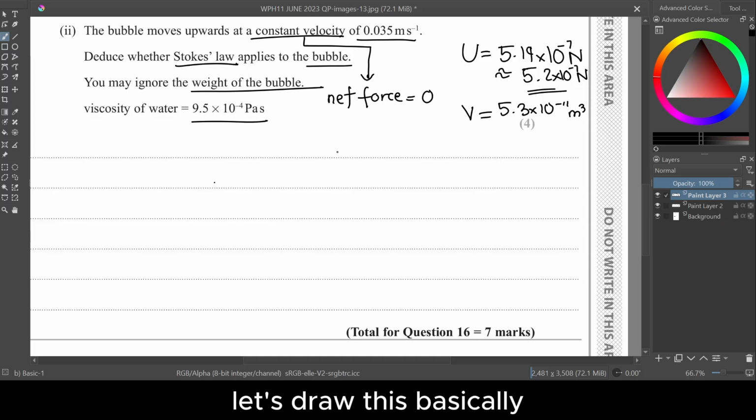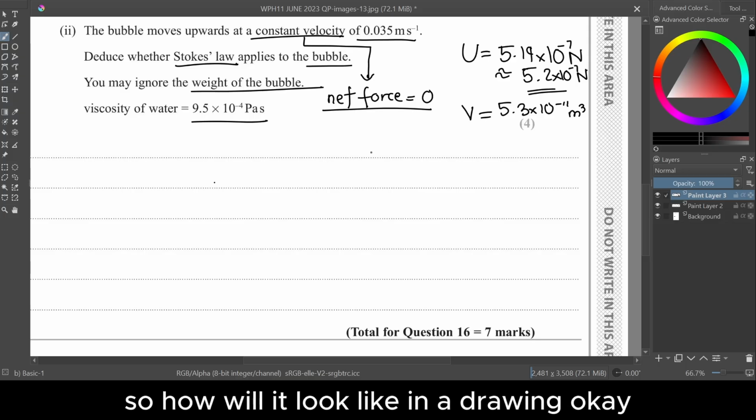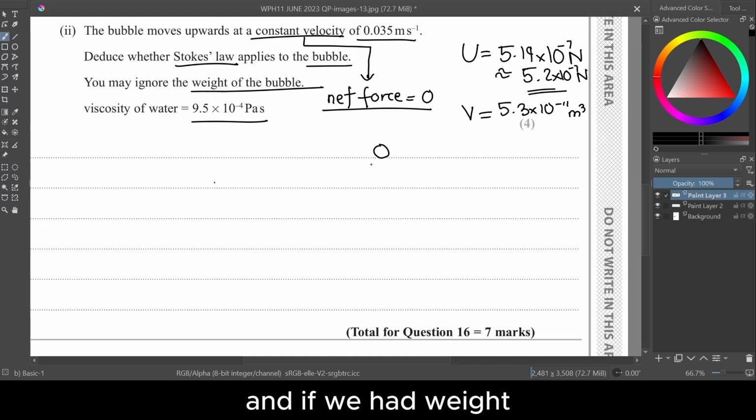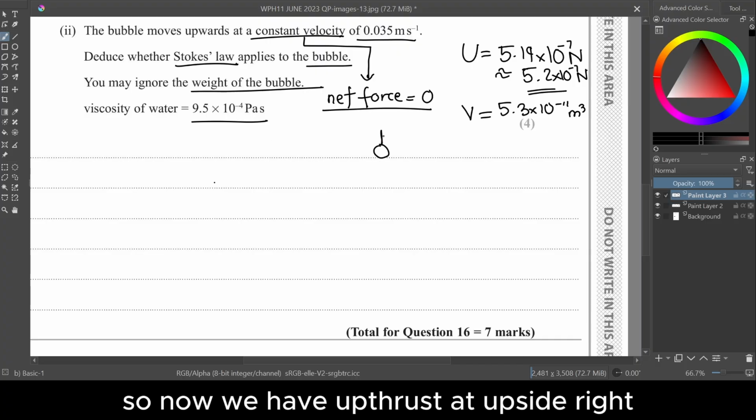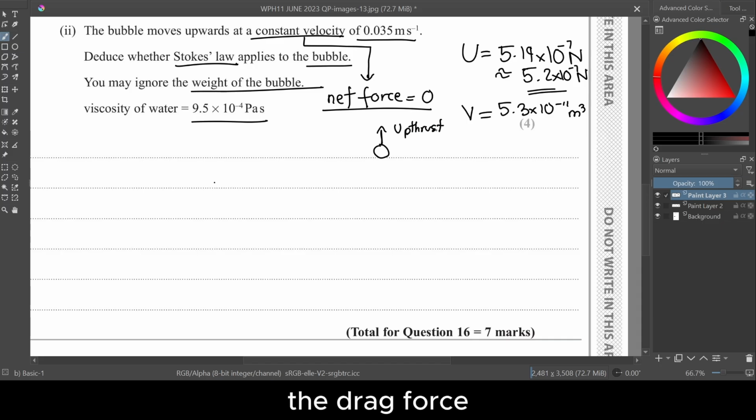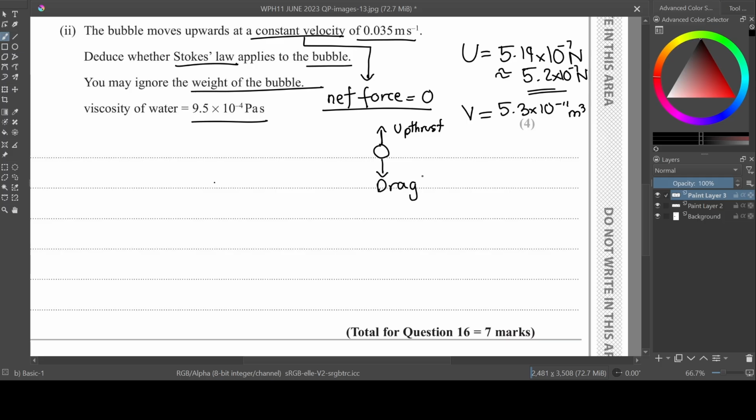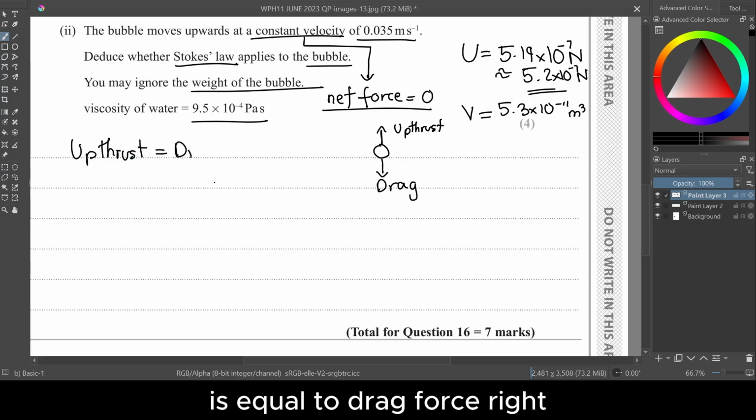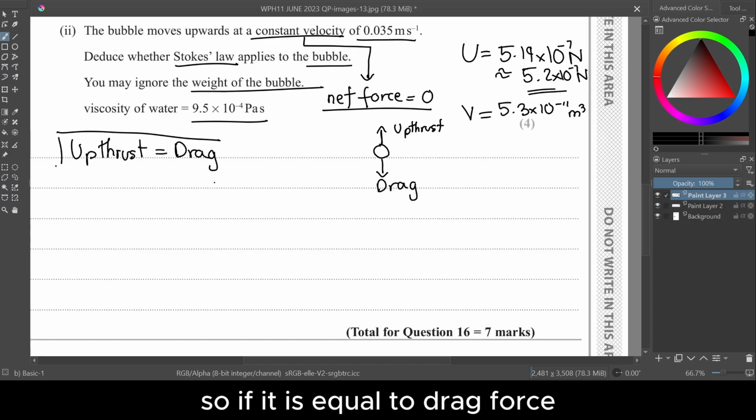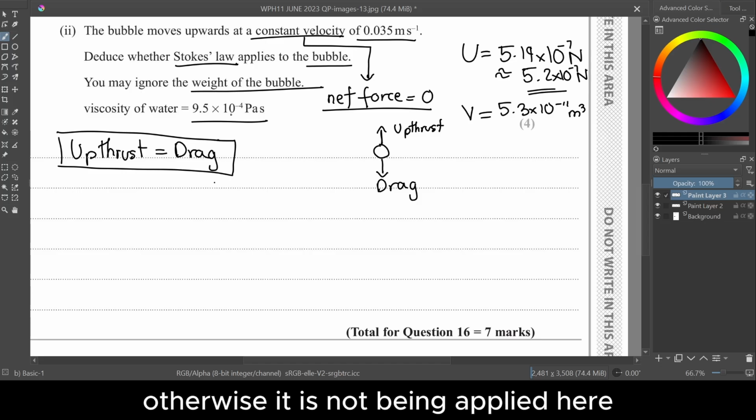Now let's draw this, basically the thing I have just said, net force is equal to 0. So how will it look in a drawing? We have this bubble here, and weight would have been acting downwards, but they ask us to ignore it. So now we have upthrust upwards, and it is moving up, so the drag force will be opposite to the direction of motion. So drag force is downwards. Now net force equals 0 means that your upthrust is equal to drag force. We are going to check it using our calculation. If they are equal, then Stokes' law applies here. Otherwise, it does not apply.